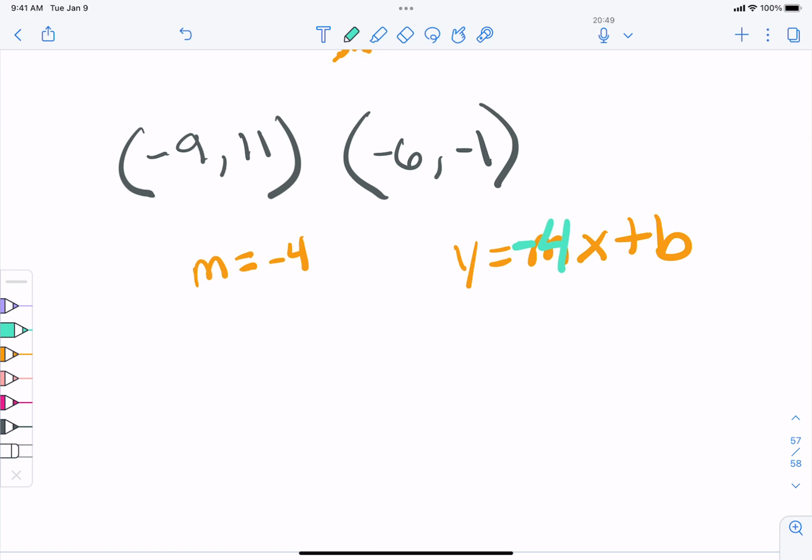Plug one of these in for X and Y and solve for B. You know that M is negative 4. It doesn't matter which one you pick. This is X1 and Y1. If I put negative 6 in here, this would be 24, and then that would be negative 24. But what's the Y? What's your Y? Which one did you use?